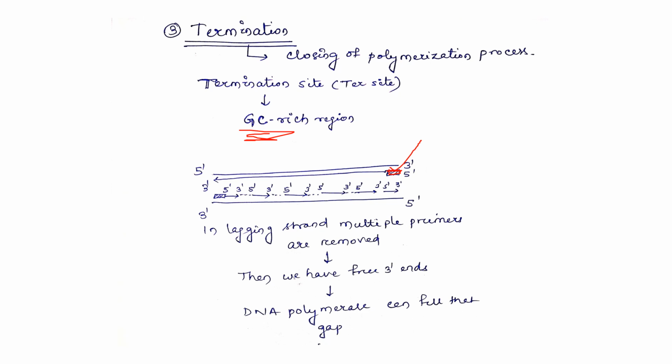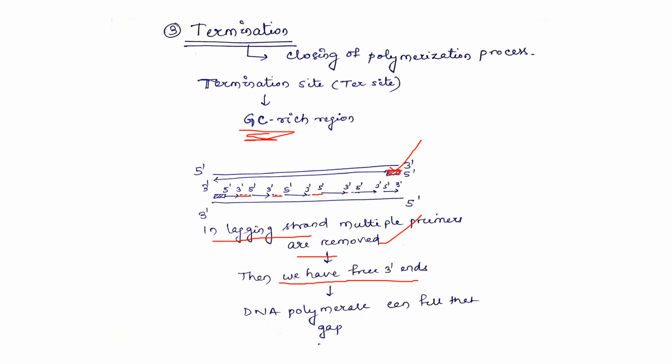So after the process of initiation, the RNase will remove that RNA part or primer part. But in the case of the lagging strand we have many primers, so many gaps are formed in the lagging strand. So in the lagging strand, multiple primers are removed. Then we have many free 3' ends. So DNA polymerase can fill that gap. DNA polymerase can fill these gaps.